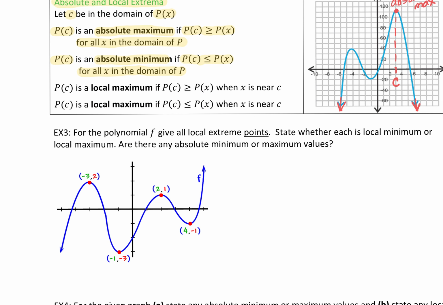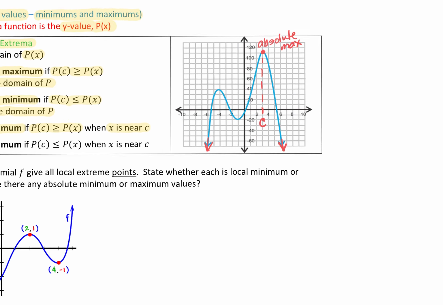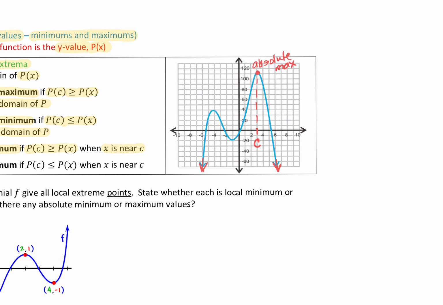Let's look at the definition for a local maximum and a local minimum. So we have a local maximum if, same thing, the p of c is greater than or equal to the p of x. But instead of all x in the domain, it's just x values near that c value. So that's why our local max would be these 2 points. Again, the absolute max is also a local max.